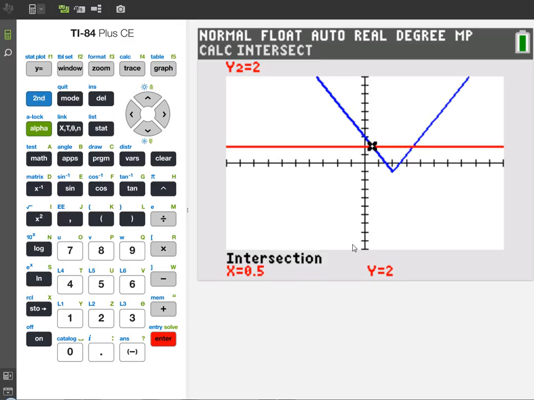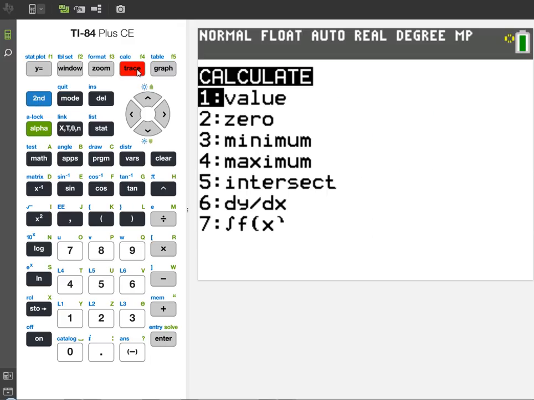Okay, let me do that again. So we're going back to graph. There's the graph. Now we're going to go second calc, which gets us to the calculate screen. When we say calculate, we mean we're going to use the graph to calculate something. Okay? So let's do number 5.